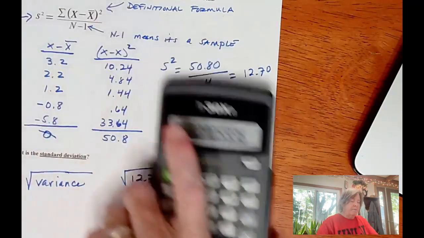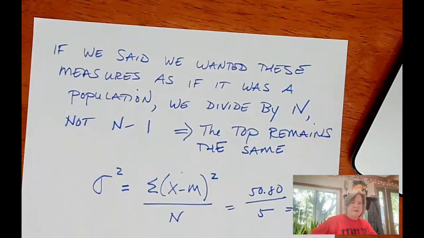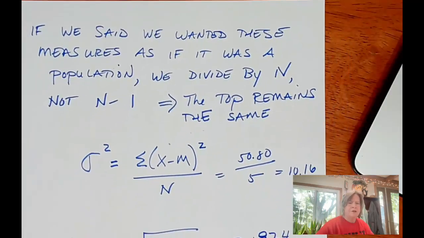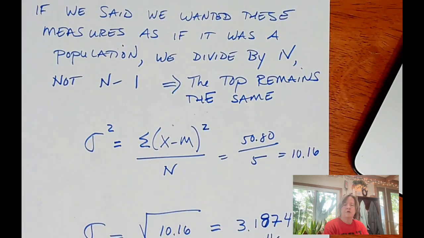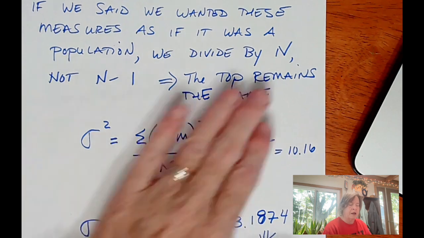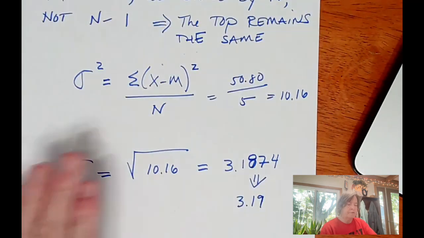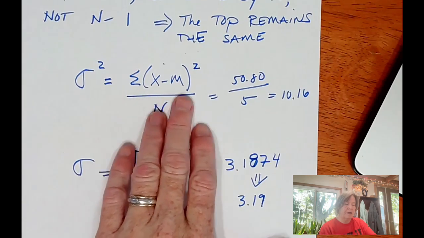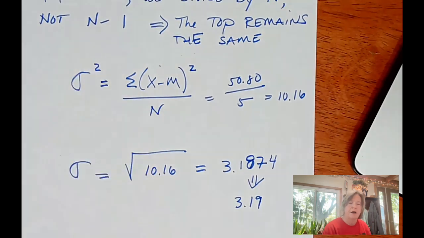If we wanted to do this for a population instead, if we had said these measures are a population, there's only 5 people in the class totally. We just want to know where they are. We're not comparing it to anything else. We just want to know their data. So now we would divide by n and not n minus 1. The top remains exactly the same. For the population, we use this little sigma symbol, which is what you see on your calculator.